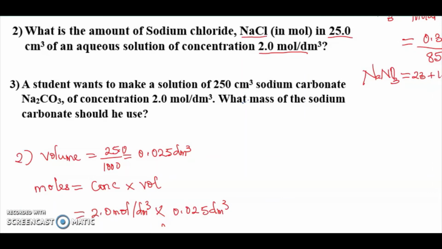Now let's look at the third example. The student wants to make a solution of 250 cubic centimeters sodium carbonate of concentration 2.0 mole per dm cube. What mass of sodium carbonate should he use? So we want to make a solution with a specific concentration. This is the concentration, 2.0 mole per dm cube in this volume, 250 cubic centimeters. So what mass of sodium carbonate should be used? Let's see what to do in this case.